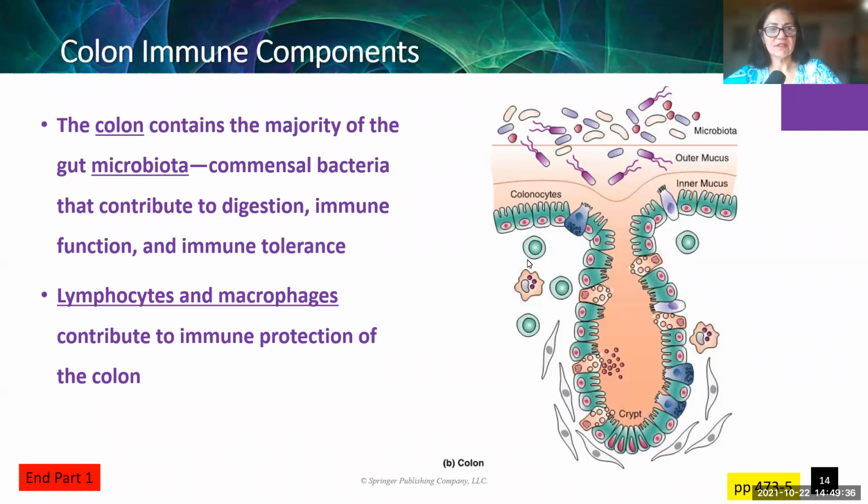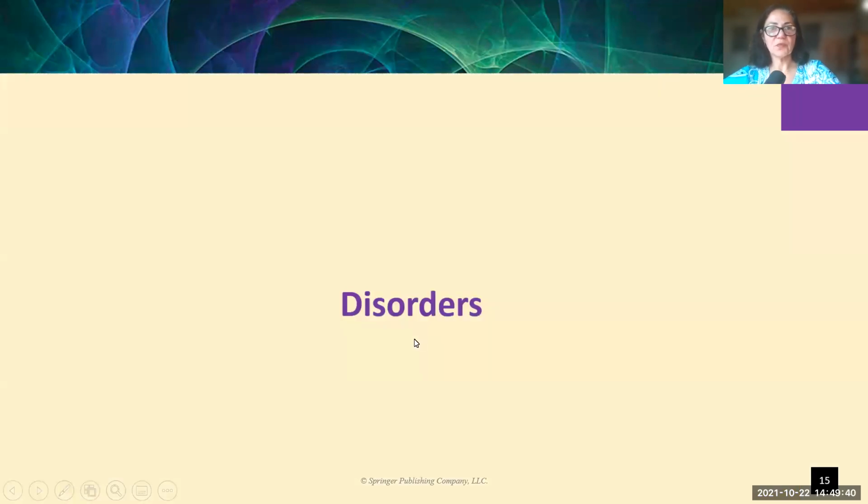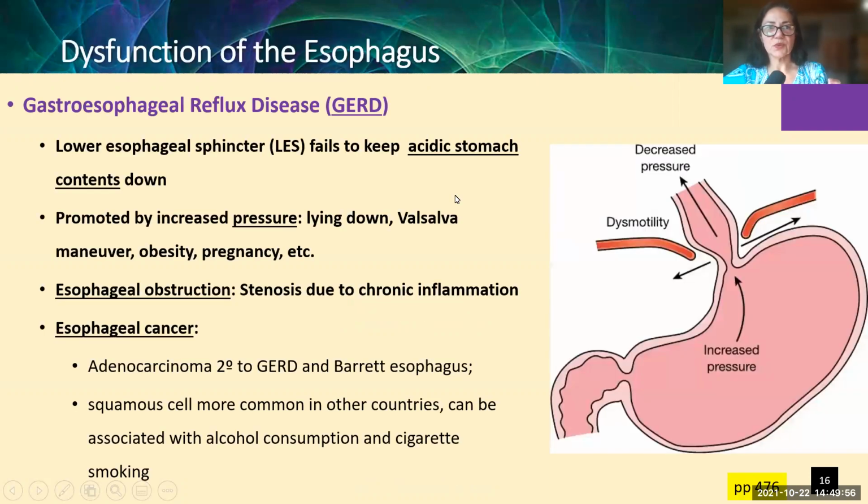We had left off at the colon, and we are picking up with things that go wrong, the disorders. In the interest of keeping this not too long, I'm going to end up stopping in a weird place, but this way we can have two shorter sections. All right, so let's go with the disorders. We'll start at the top with the esophagus.